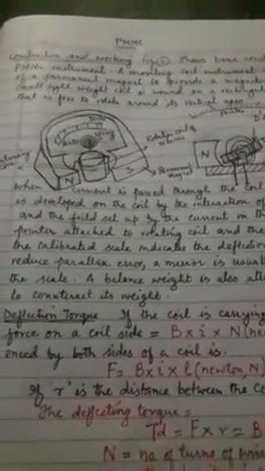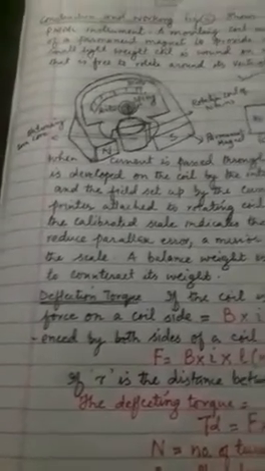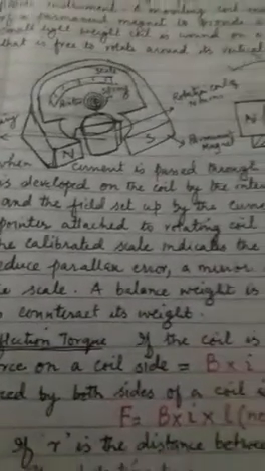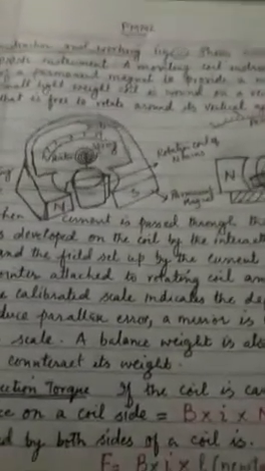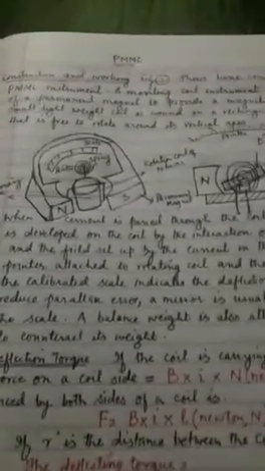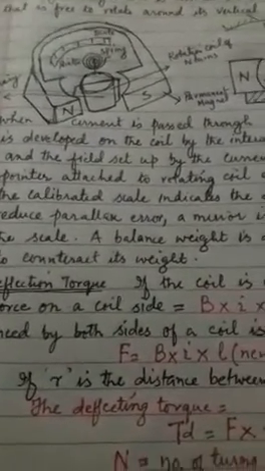Today my topic is deflection torque produced by PMMC. Last time, in class 12th, I discussed the principle, working and construction of PMMC, permanent magnet moving coil instruments. Now today I will discuss the deflection torque.